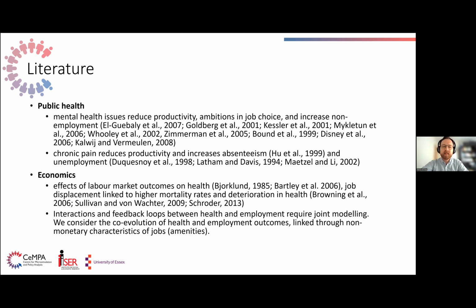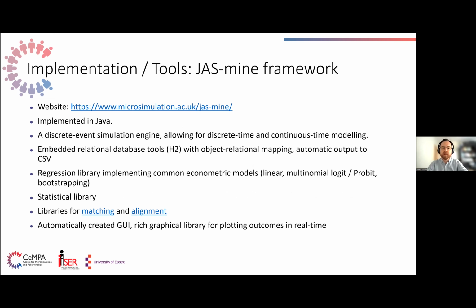Having said that, we believe that there are interactions and feedback loops between health and employment, and that their existence warrants joint modeling of these two. Therefore, in this project, we consider the coevolution of health and employment outcomes, and we propose to link the two by what we refer to as amenities, and these are non-monetary characteristics of jobs. And I'm going to talk about them a little bit more in a second.